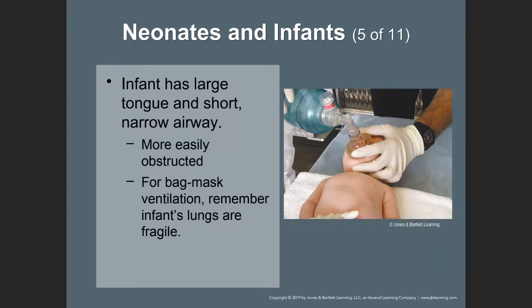Infants have large tongues and short, narrow airways. So at birth, the tongue of an infant or neonate is large in proportion to the space inside of their mouth. Their airway passage is very narrow, and because of these changes, it puts them at risk for airway obstruction. Their epiglottis is also larger in comparison to an adult. All of these changes put them at risk for upper and lower airway complications.